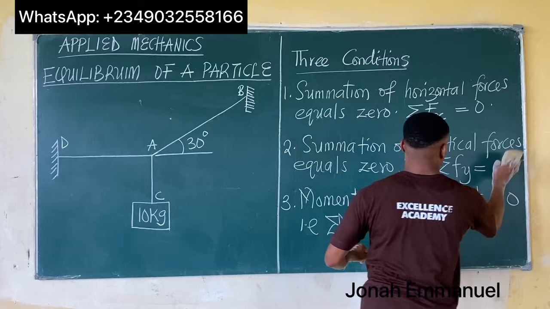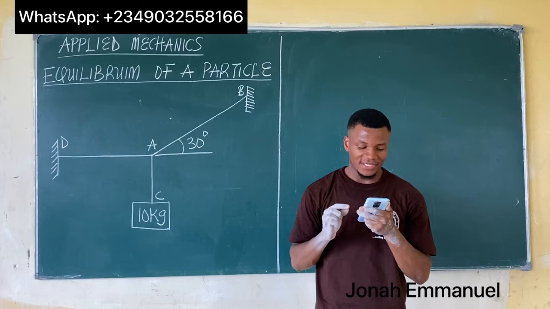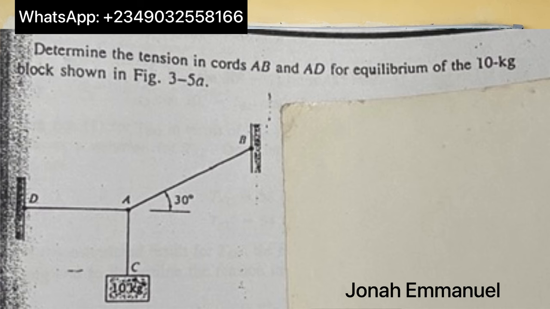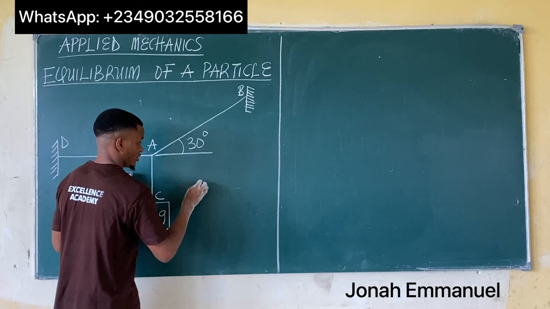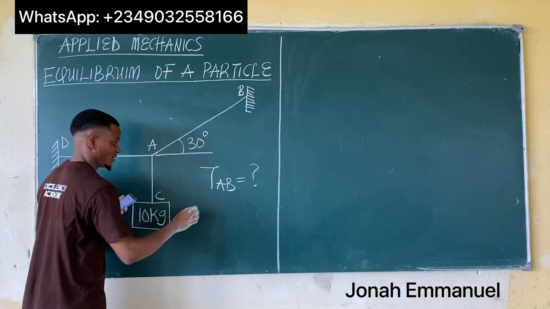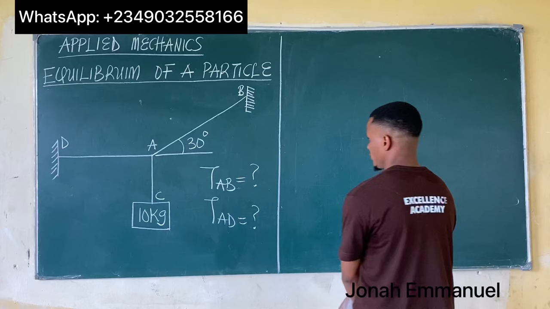So this question says, determine the tension in cords AB and AD for equilibrium of the 10 kg block shown below. That's this one here. So you're looking for tension in AB, so I'm looking for TAB, and then tension in AD, so TAD, is unknown for this particle to be in equilibrium. Alright, let's solve this.